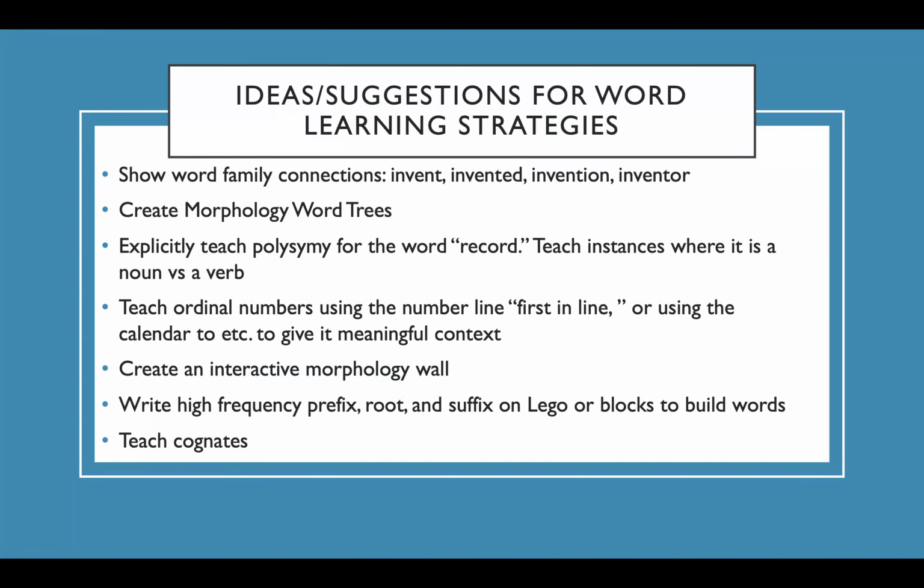Ideas or suggestions for word learning strategies. Show word family connections like invent, invented, invention, inventor. Create morphology word trees. Teach polysemy for the word record. Teach instances where it is a noun versus a verb. Teach ordinal numbers using the number line, first in line, or using a calendar, etc., to give it meaningful context. Create interactive morphology walls. Write high-frequency prefixes, roots, and suffixes on Lego or blocks to build words, and teach cognates.